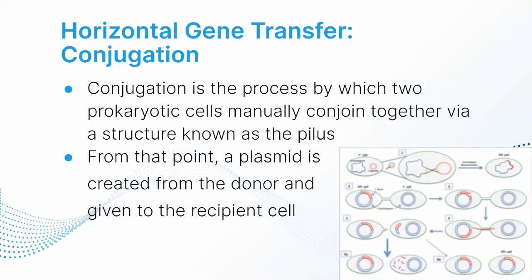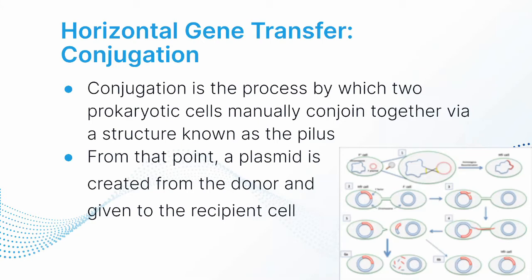So the second method for horizontal gene transfer is conjugation. Conjugation is a process by which 2 prokaryotic cells physically join together via a structure known as a pilus. As you can see from the diagram, it is quite literally 2 bacterial organisms connected by a pilus, and they're able to transfer plasmids between each other.